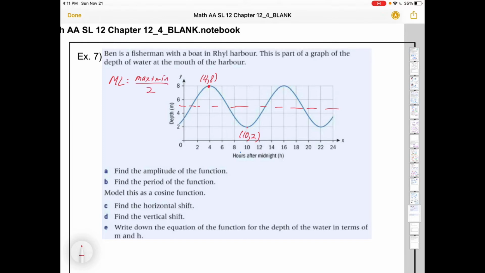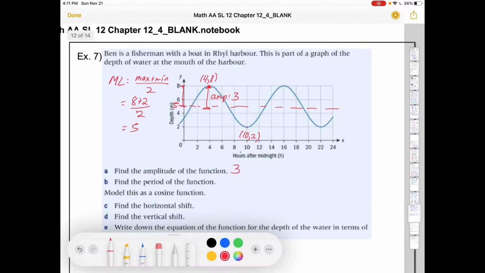Now, you don't have to do it this way. If you can immediately see what the amplitude is, or even what the midline is, then go for it. This is a technique that'll work every time. Oh my gosh, the midline is at 5. And that makes sense. That seems halfway in between. Once we know that, the amplitude's pretty easy to calculate. It's the distance between 8 and 5, or in other words, it's this vertical distance. Amplitude is 3.